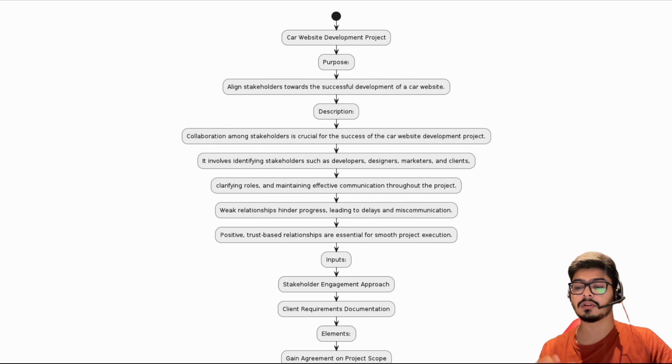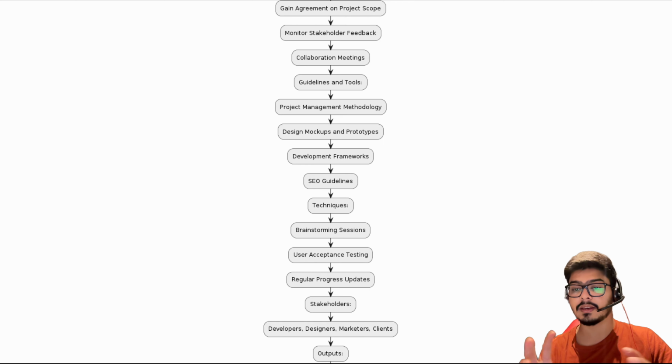And then we are finding out how we want to communicate with them. Stakeholder engagement approach and client relationship document is the way we have chosen to collaborate with the stakeholders. Now, what happens is we gain an agreement of project scope, we monitor stakeholder feedback, and we collaborate during meetings. The techniques, tools, or guidelines we use are project management methodology and design mockup, as this is a car development website. We develop frameworks because this is a website development plan, and SEO guidelines will help you in marketing. What kind of techniques do we use to make all this happen in real time? Brainstorming sessions, user acceptance testing, and regular progress updates.